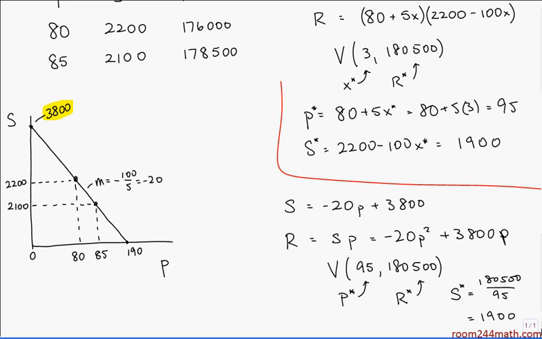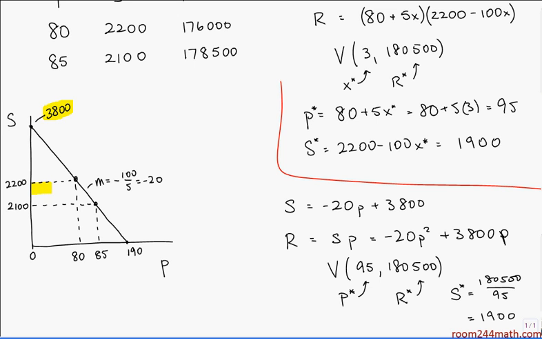And in fact, there's even more relationships that pop out here. If you notice, the maximum sales we got when we set the price to 0 was 3,800. Well, what's halfway between 0 and 3,800? 1,900, exactly the sales that maximize revenue. So not only is the price halfway between 0 and the intercept, the sales is also halfway between 0 and the intercept.